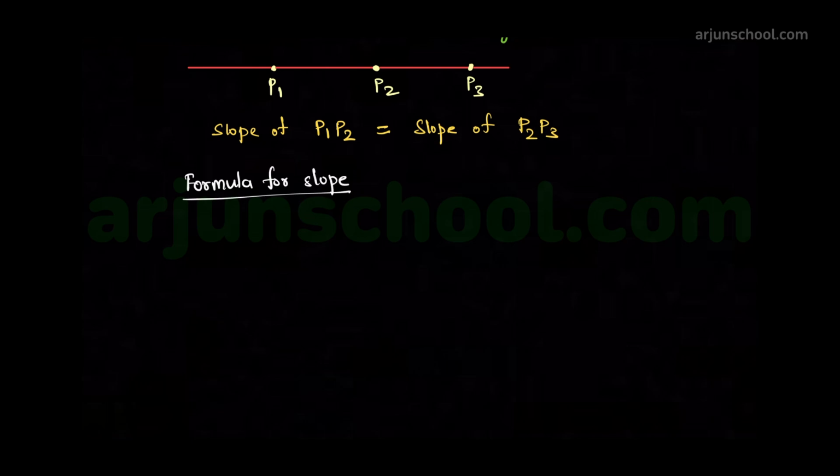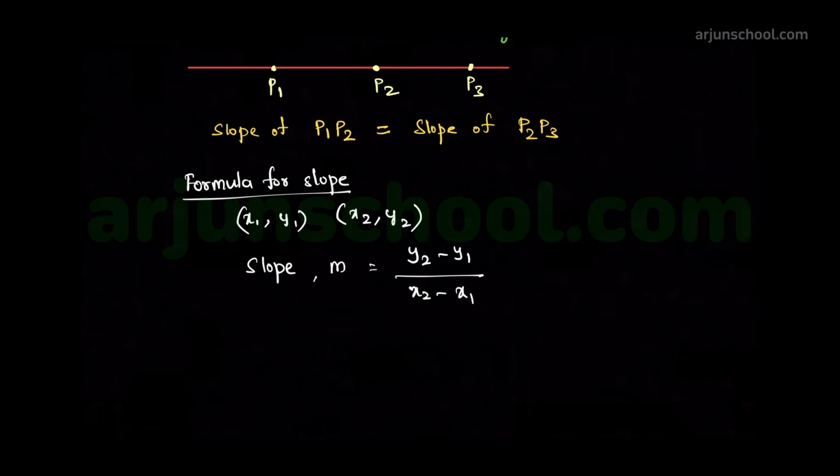The formula is, if the 2 points are (x1, y1) and (x2, y2), then the slope of the line joining these 2 points is m = (y2 - y1) / (x2 - x1). The difference of the y coordinates divided by the difference of the x coordinates.